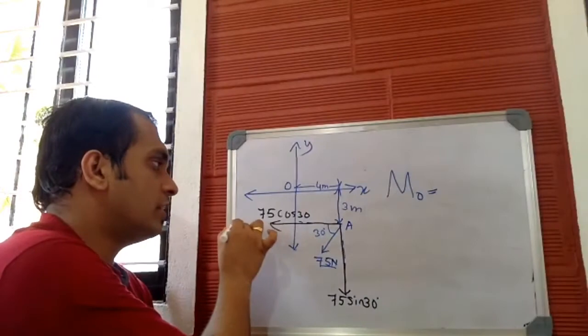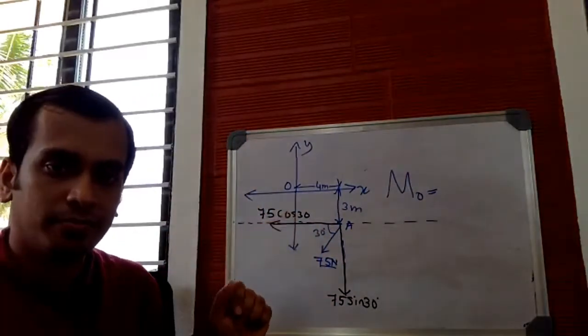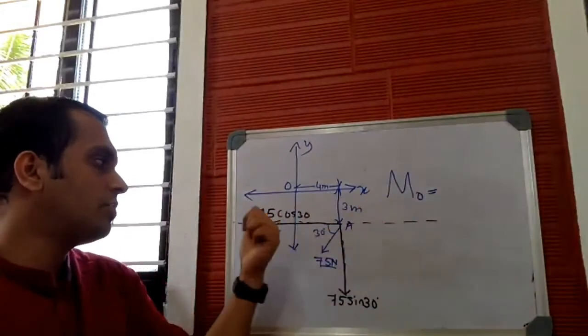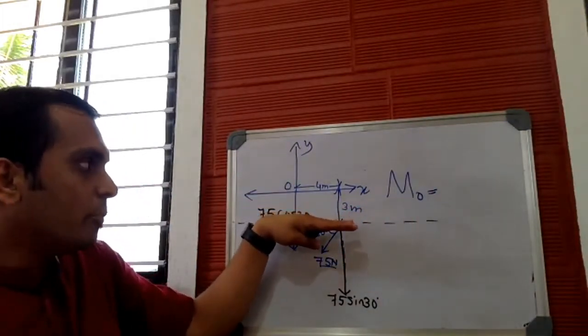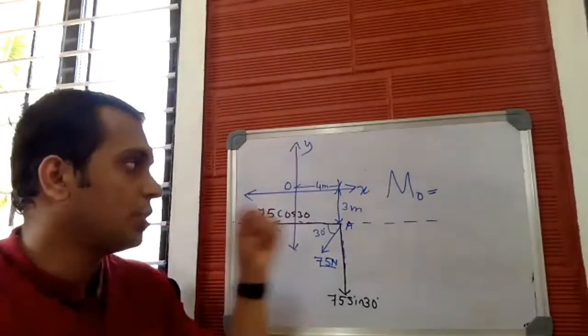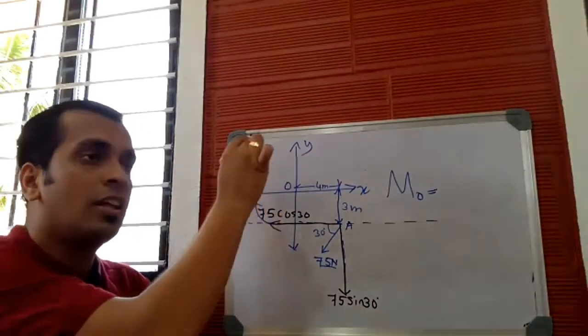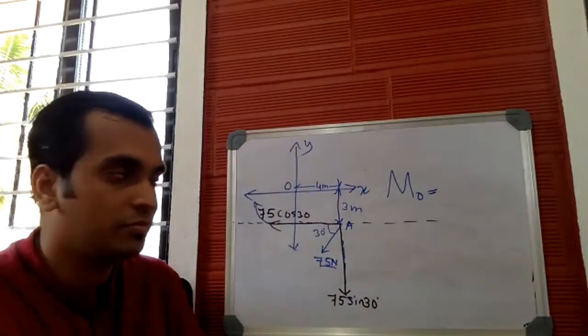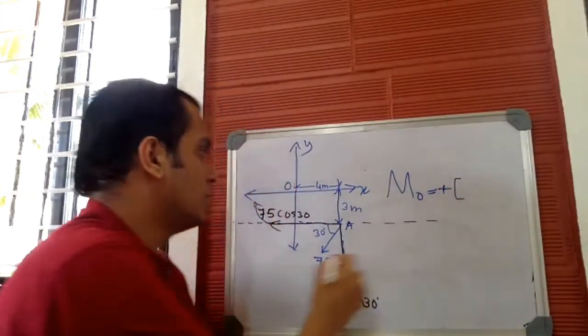Now, let me draw the line of action. This is the line of action as far as this particular force is concerned. The line of action is horizontal. Force moves horizontally to the left hand side, and the point about which we need moment lies above the line of action. Point O lies above the line of action. So this force should produce moment in which direction? In the clockwise direction. It is positive.